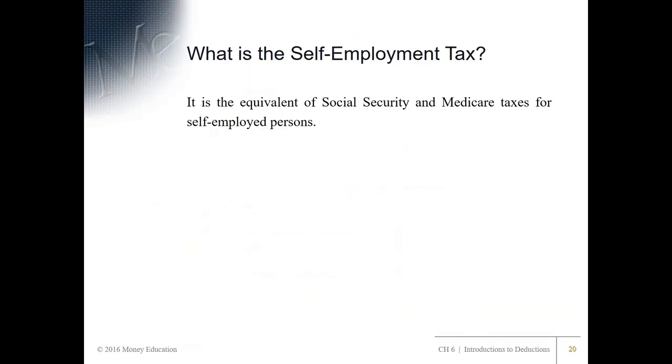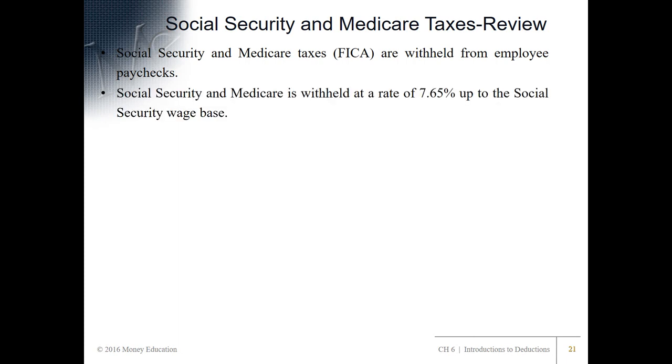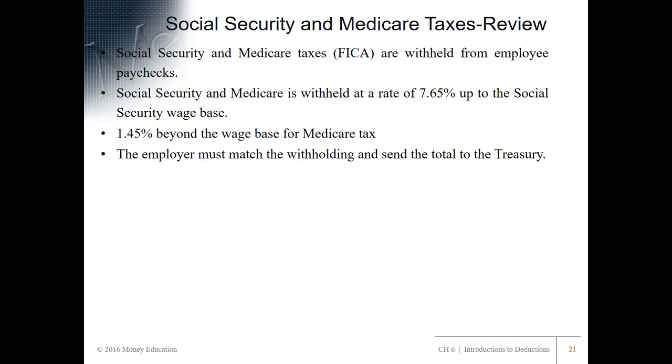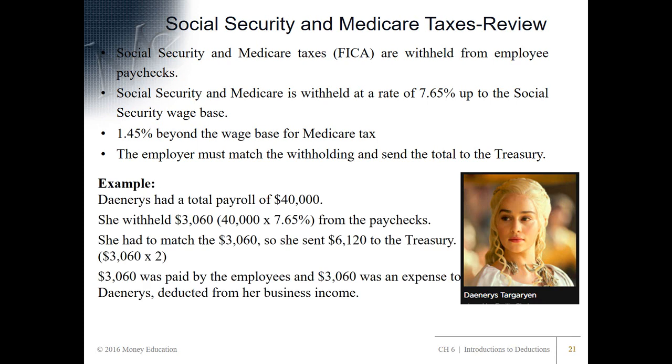So what is this self-employment tax? It's the equivalent of Social Security and Medicare taxes for self-employed persons. Let's review Social Security and Medicare taxes. Remember that Social Security and Medicare taxes, FICA taxes, are withheld from employee paychecks. Social Security and Medicare is withheld at a rate of 7.65% up to the Social Security wage base, and 1.45% beyond the wage base. The employer has to match the withholding and send the total to the Treasury. As we just saw, she had a total payroll of $40,000, so she withheld $3,060 from those paychecks for FICA taxes.